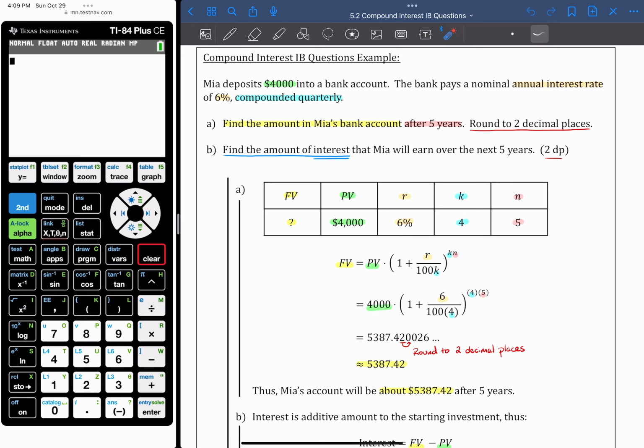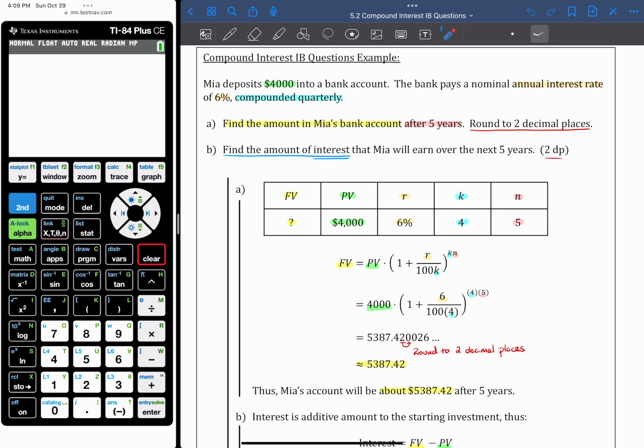Remember, she initially put in $4,000. That money is going to grow, right? And that growth is going to be interest that is added to the $4,000. And that's what we're going to try to find for part B. But let's figure out first how much money is going to be in her bank account after 5 years.